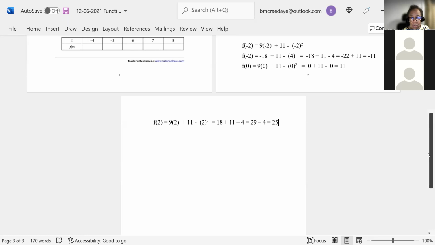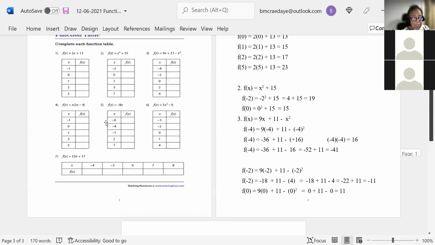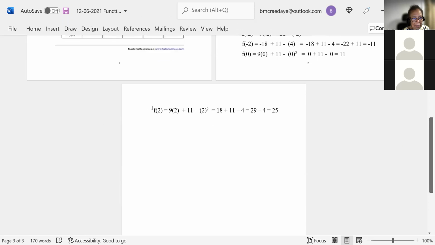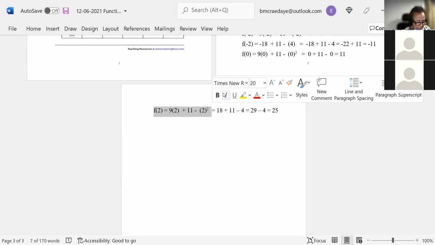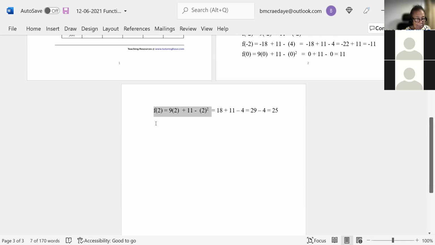So let's just go back up to the table. When there's a 2, put a 25 here. Output, f of x is 25. Now the last entry in that table is 4. So I'm going to take the same expression we have for the 2, and instead of 2, we want to put a 4. So let's just copy that. And our input is 4. So this will be f of 4.